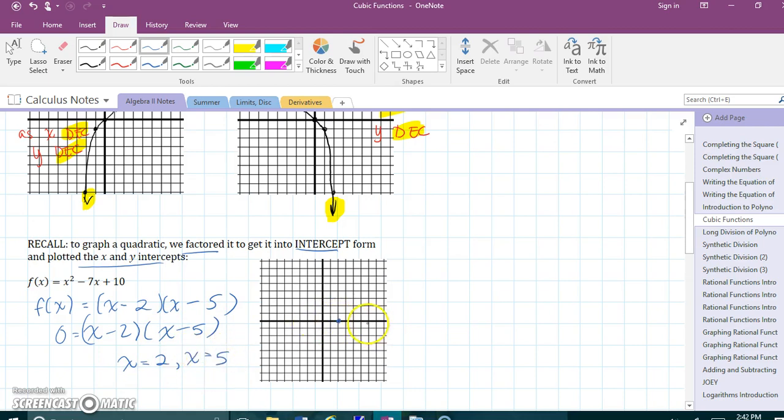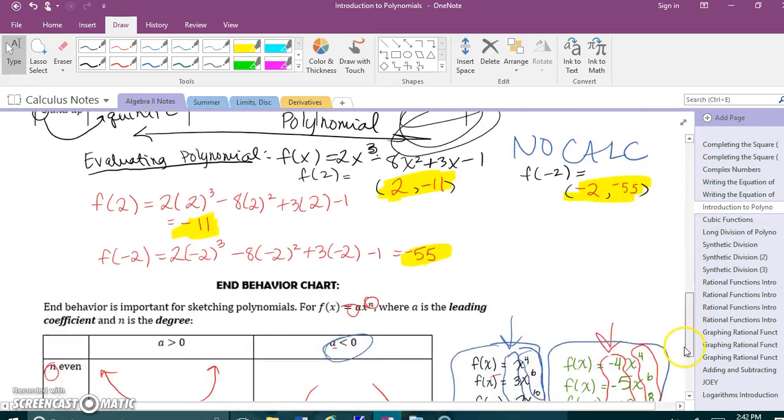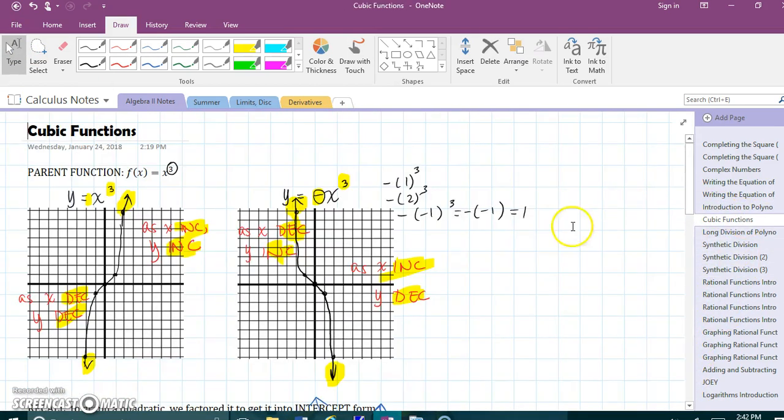Just like you're going to do with a cubic very soon, we will plot our x-intercepts. We will plot our y-intercept, 10. And then because we had a positive a value, our graph faced up. So you guys already have been thinking about end behavior when you did quadratics. You just didn't have the entire end behavior chart because you didn't need it. Now that we're going higher up in degree, you're going to need to refer to this end behavior chart, which we did here.